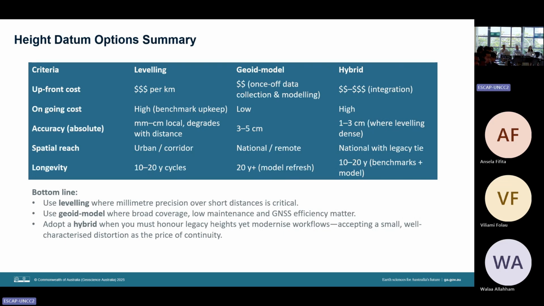So in short, my recommendation would be to use a leveling only datum where sub-centimeter precision over short baselines is critical, and you already have a dense benchmark infrastructure. Use a geoid model for nationwide low maintenance access to heights with GNSS, particularly in remote or tectonically active regions, or adopt a hybrid approach where you need to protect decades of leveling investment, yet bring your jurisdiction into the GNSS era, accepting small but very well characterized biases and distortions as the price of that compatibility.